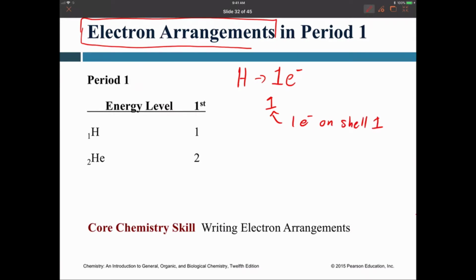Okay? Now remember, shell number 1 can hold 2 electrons maximum. So helium, which has 2 electrons, because its atomic number is 2, you would simply write 2. And that tells me there are 2 electrons on shell 1. But now at this point, remember, shell number 1 can only hold 2 electrons max. Once you get 2 electrons moved into an atom, you can't put any more electrons on the first shell. You have to now move them out to the second shell, the second highest energy level.